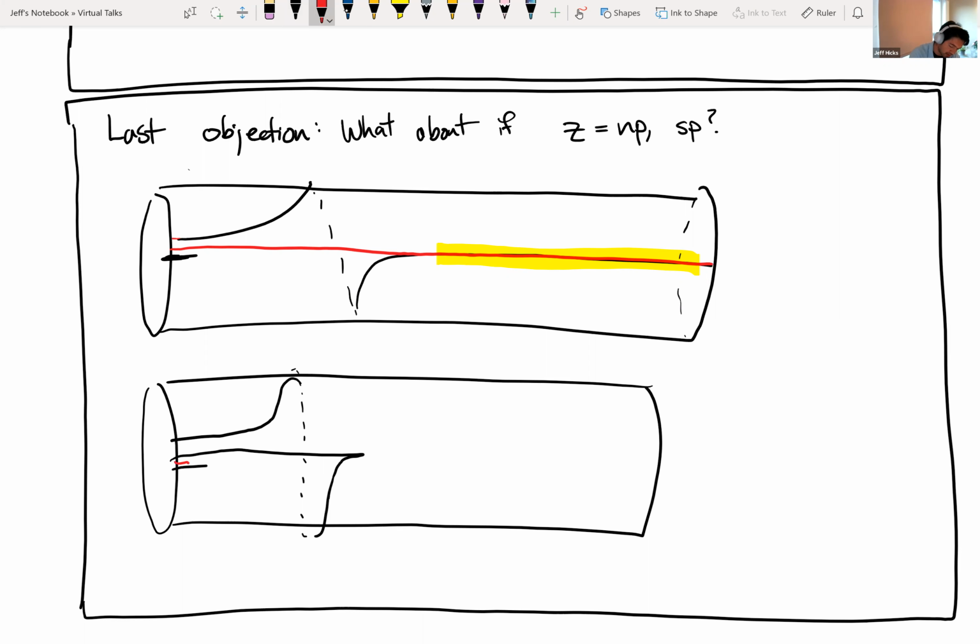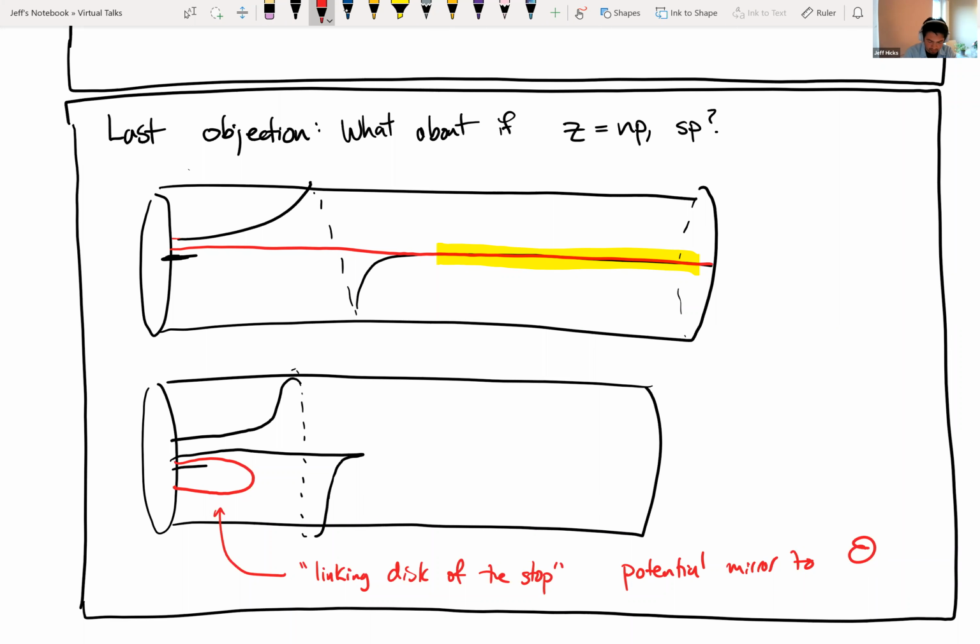And then you could apply a Hamiltonian isotopy to get a little Lagrangian which wrapped around the stop. So this small Lagrangian, which is called the linking disk of the stop, is a potential mirror to, say, the skyscraper sheaf of the North Pole.